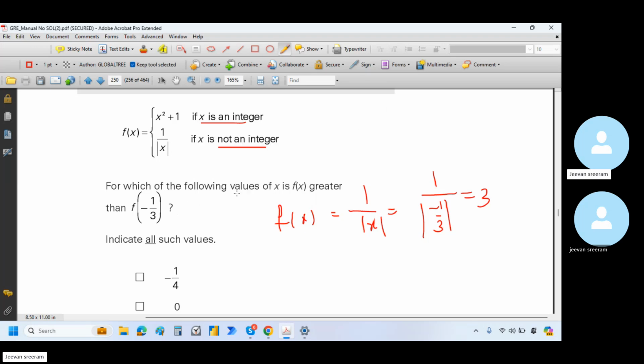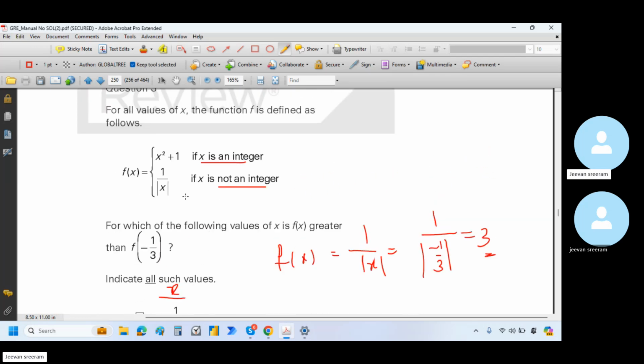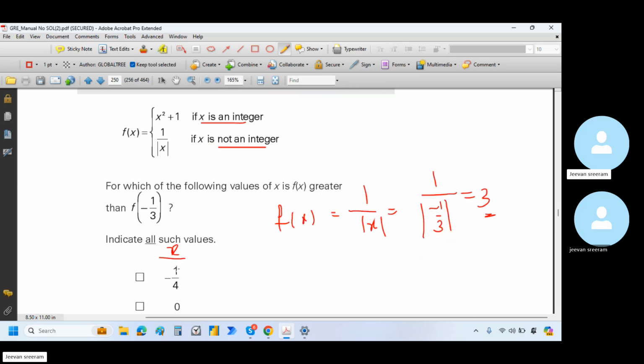What's the question? Which of the following values of x is f of x greater than? So f of minus 1 by 3 is 3. These are all x values, for which the right answer is greater than 3. So minus 1 by 4, again it's a fraction, so you must go with minus modulus x. You will get f of minus 1 by 4 is 4. So this is actually greater than 3.